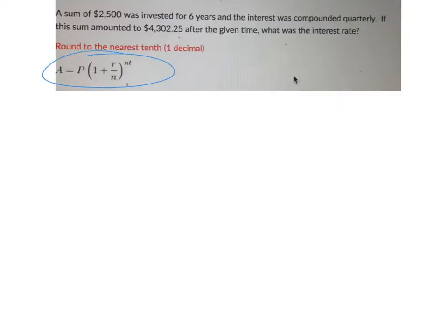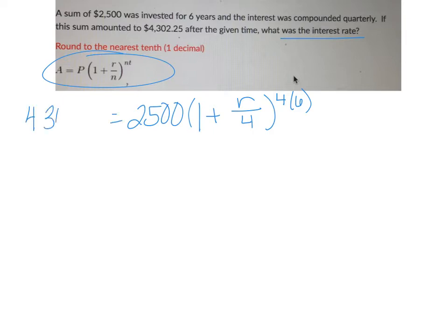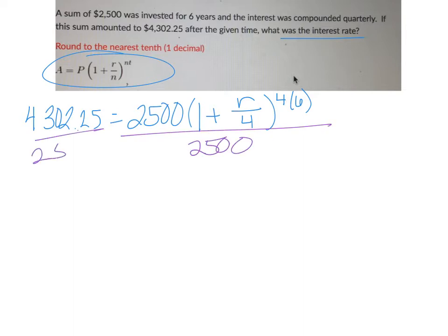So I'm going to plug into the formula what I know. If $2,500 is invested for 6 years, compounded quarterly, then I have 1 plus, I don't know the interest rate, so R over, compounded quarterly, quarterly is 4, to the 6 years, equals $4,302.25. So to solve this, our first step is going to be to divide both sides by 2,500.